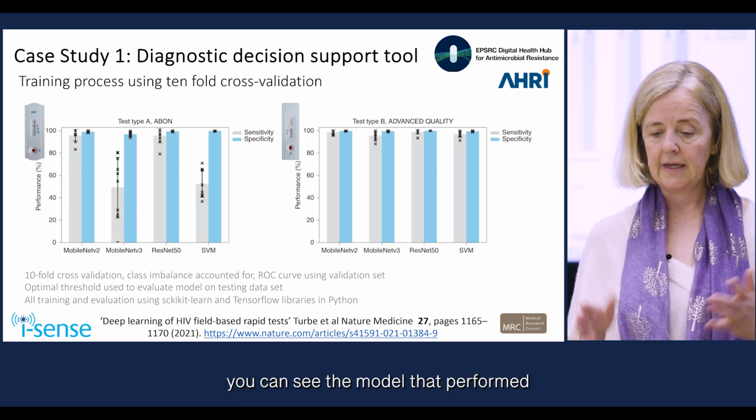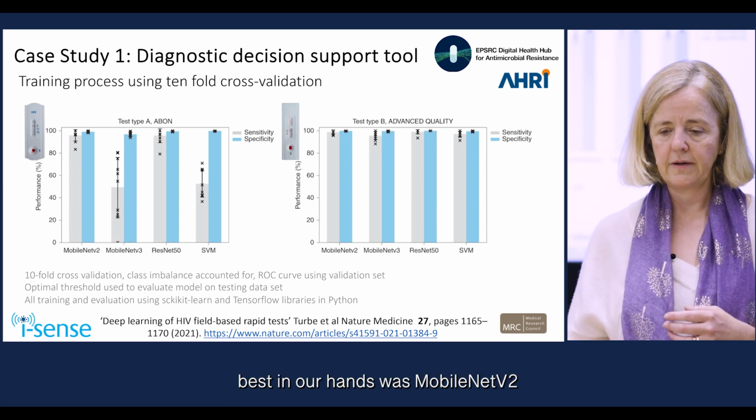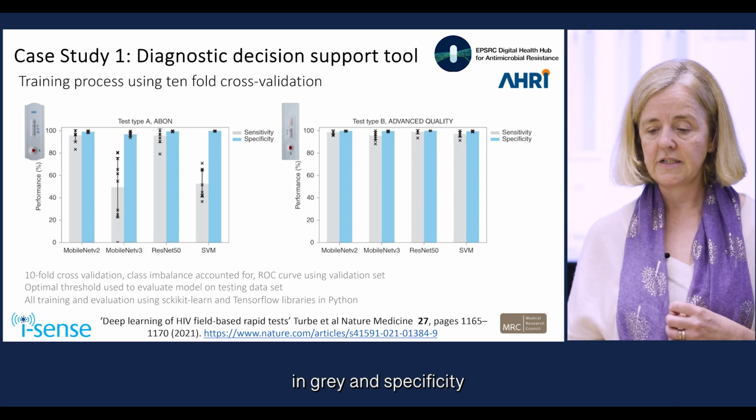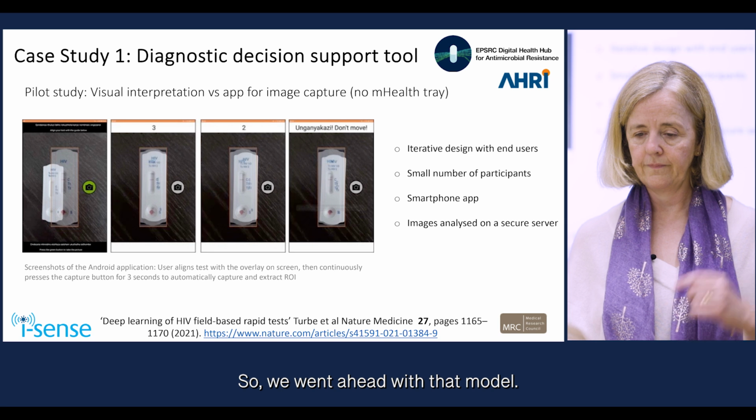Here you can see the model that performed best in our hands was MobileNetV2, with very high levels of sensitivity in grey and specificity for both test types. So we went ahead with that model.